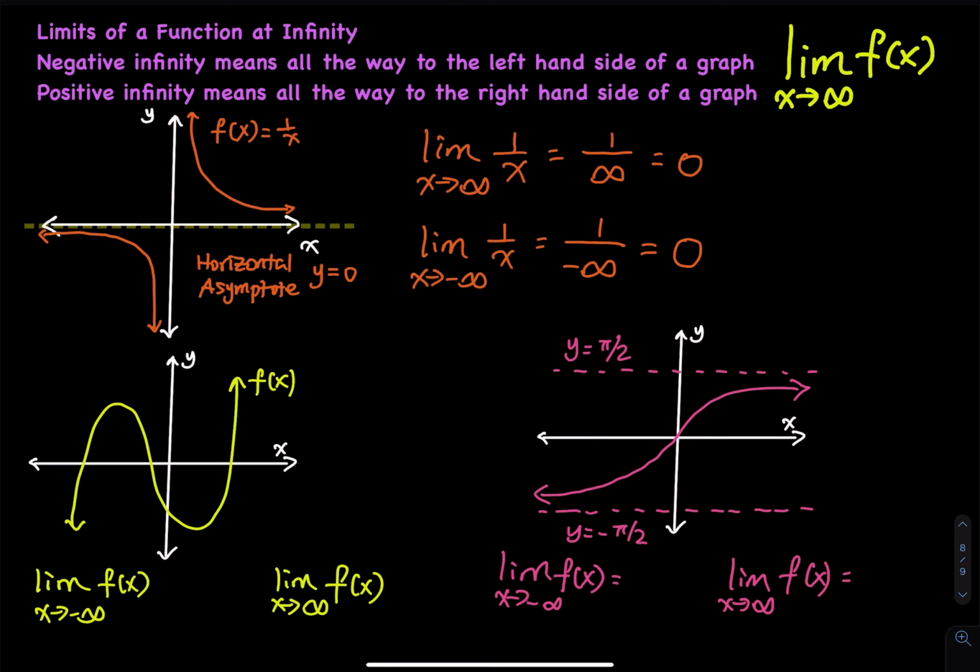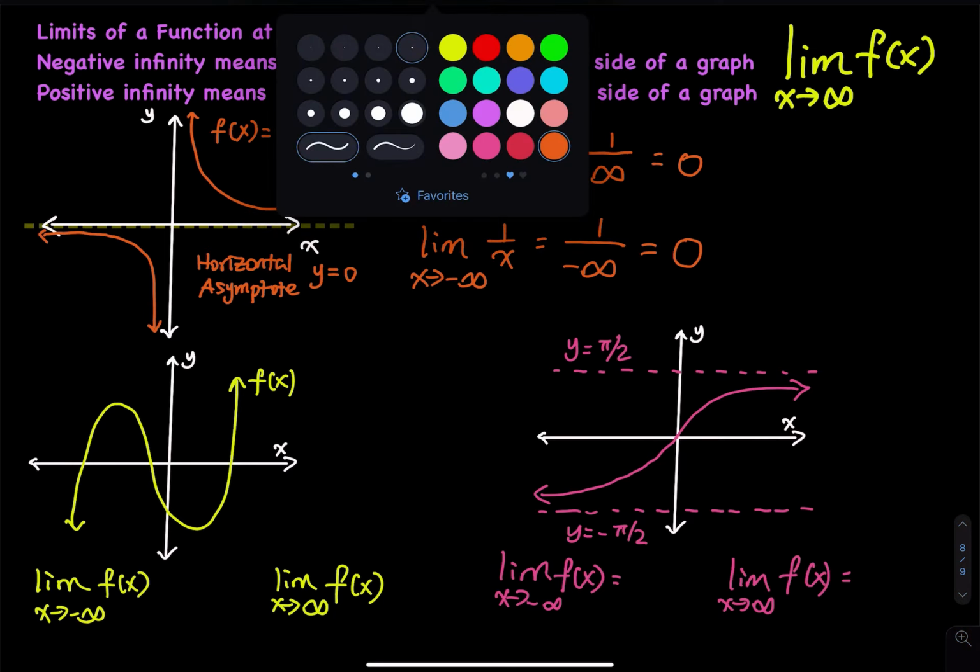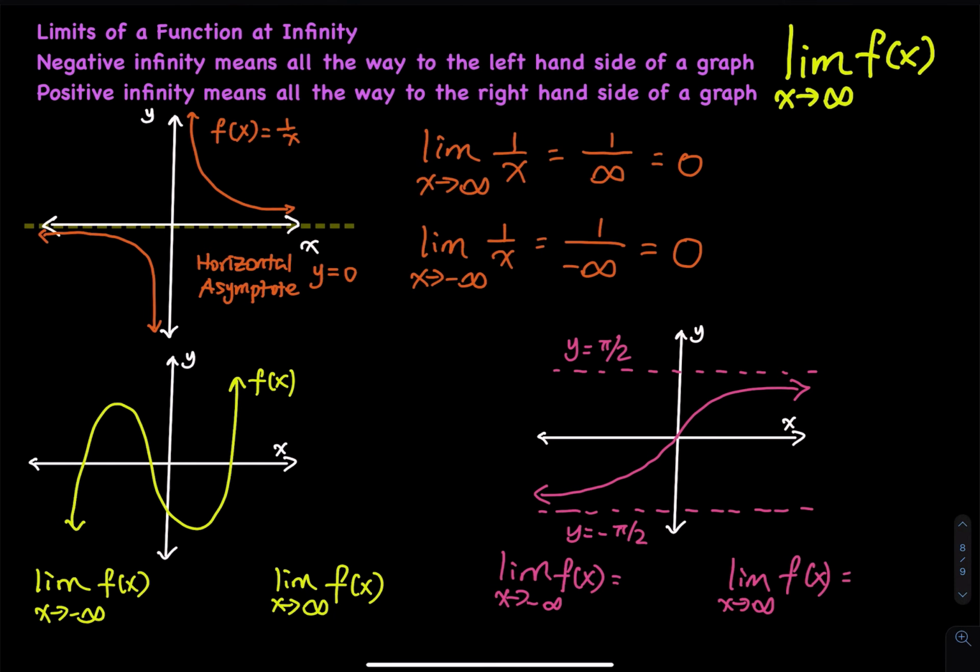All right, the next graph, we have a yellow curve, and I am asking about negative infinity and positive infinity. As x approaches positive infinity, you are looking at this piece. What happens to the function? It goes all the way up, right? So this is positive infinity. As x approaches negative infinity, you are looking at this piece. What happens? The curve goes all the way down, so this is negative infinity.